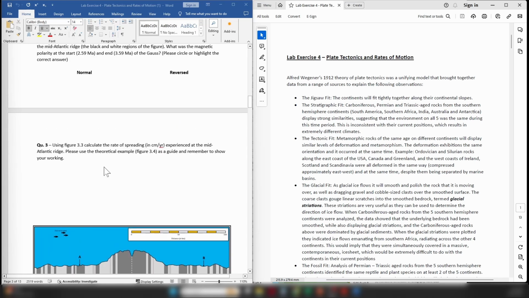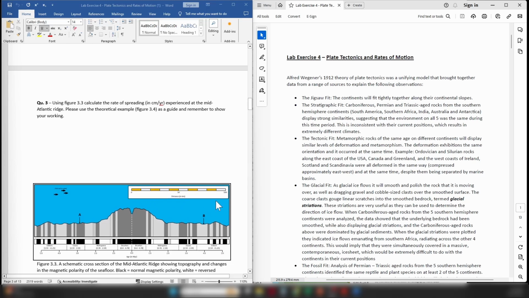Okay, so for question 3, we are going to calculate the rate of spreading in centimeters per year. Now this is important. Remember, the unit is centimeters per year. That means you have to turn any distance measurements you have into centimeters. If we look at the diagram here, we can see the scale bar is in kilometers. So you're going to have to take that measurement, which you'll eventually calculate in kilometers, and convert it into centimeters.